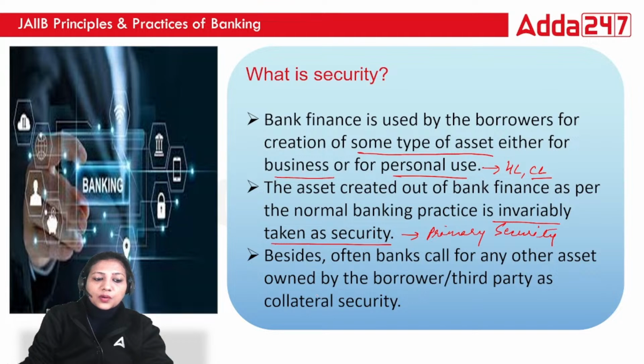Then we have collateral security. Often banks call for any other asset owned by the borrower or a third party as collateral security. We can also call it secondary security.